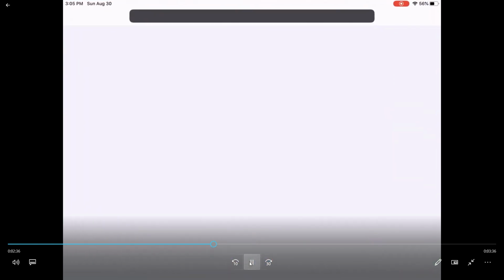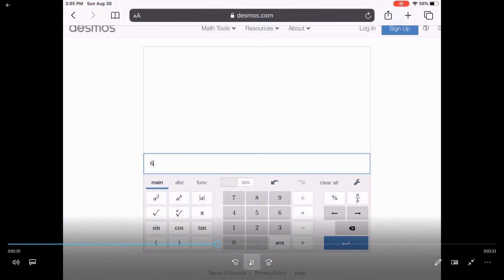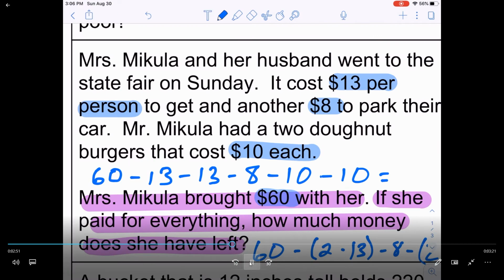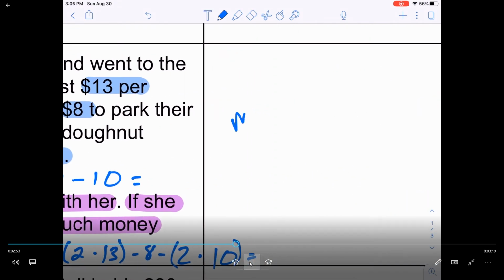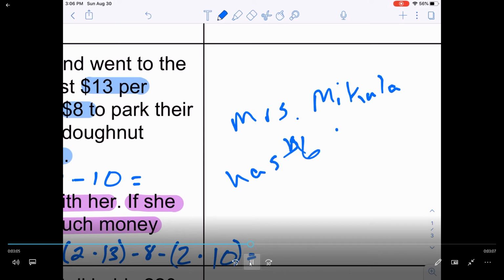So 60 minus 13 minus 13 minus 8 minus 10 minus 10. Just pull up your calculator. You're going to type it in just like that. 60 minus 13 minus 13 minus 8 minus 10 minus 10. She has $6 left. So you might write Mrs. McCullough has $6 left. Now, if it's just an enter the number type question, which most of these will be, you'll just put the number 6 with the dollar sign.